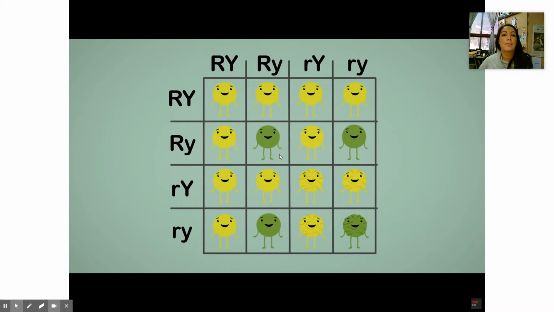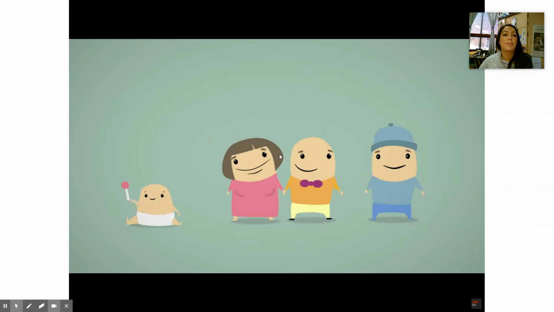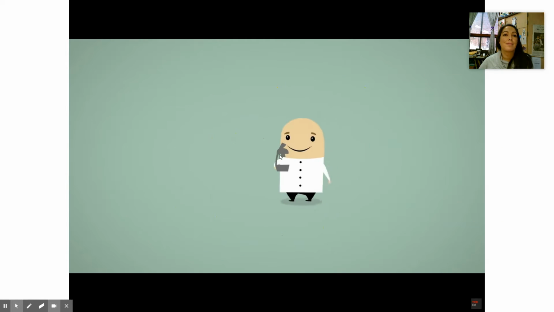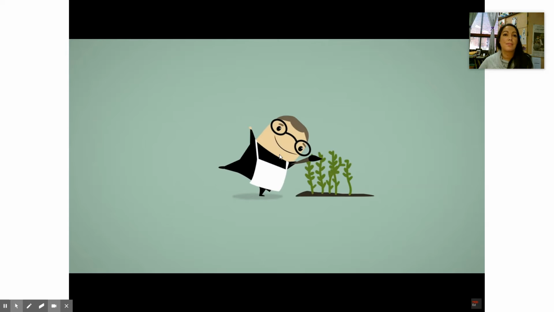Of course, this will make it a little more complex. And lots of things are more complicated than peas, like, say, people. These days, scientists know a lot more about genetics and heredity, and there are many other ways in which some characteristics are inherited, but it all started with Mendel and his peas.